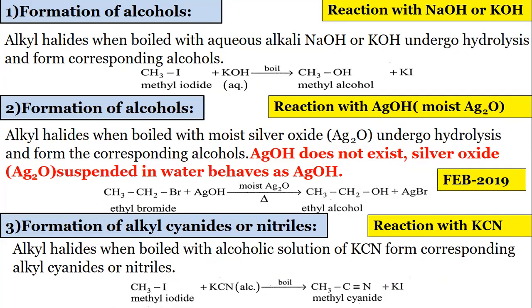So there are two methods of preparation of alcohols by using alkyl halides. Remember, if aqueous KOH or NaOH is not available, the second method is moist Ag2O, that is silver oxide. When it is in moist condition, when water is added, it gives AgOH. AgOH actually doesn't exist. It is prepared in situ. Like NaOH or KOH, it is not prepared in bottles that we can add to the reaction mixture. This is not possible.